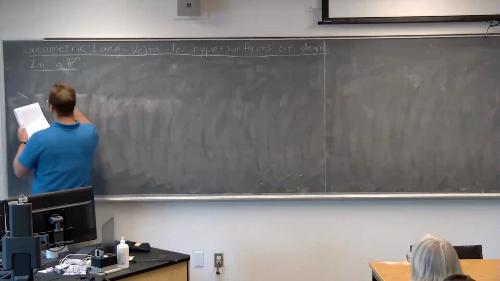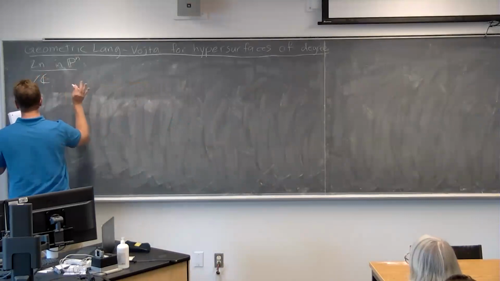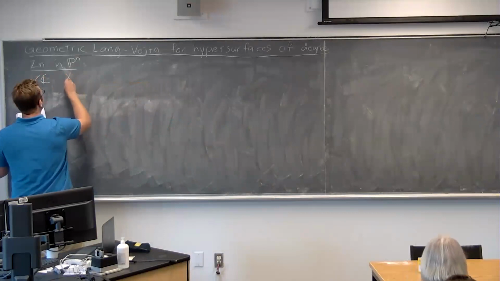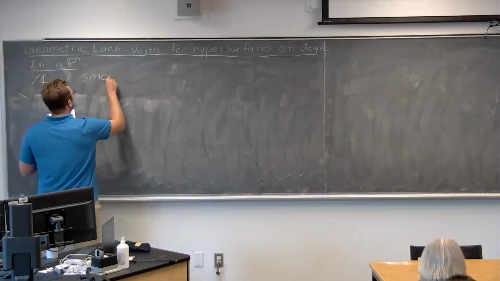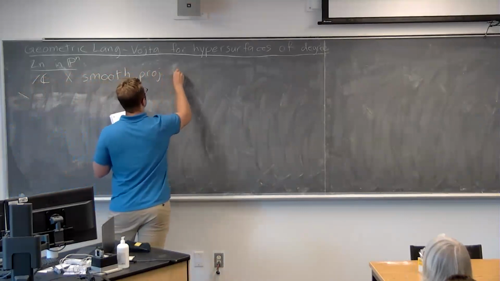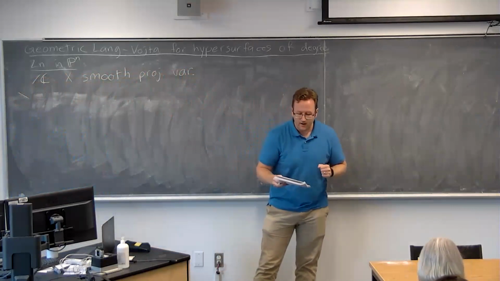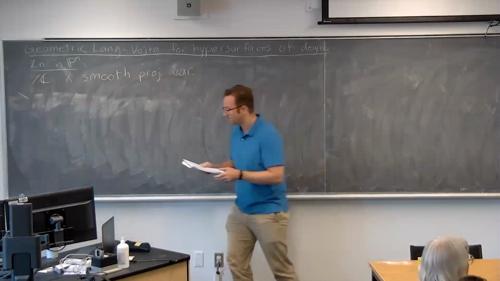Try and motivate. First of all, I'm working over the complex numbers for the whole talk. In case I forget, X will be a smooth projective variety, unless I say otherwise. Whenever you see me write a variety, it's going to be a smooth complex variety.